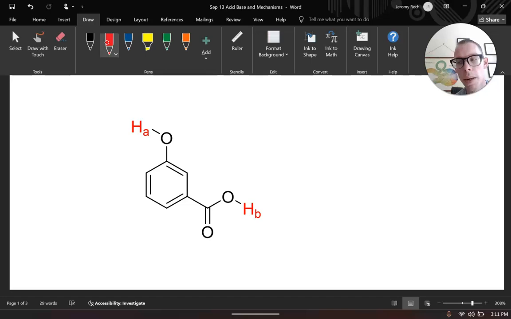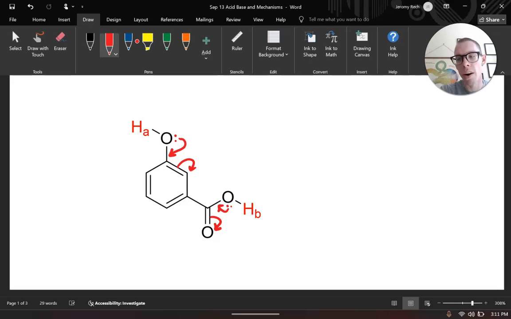Now this one's a little bit trickier because both of them are going to be on an oxygen, which will tie, and both of them now have resonance. So if I put a negative charge here, I can get resonance in the ring, and this can actually go all the way around, or here I can get resonance on my carboxylic acid. So both of these have some resonance stabilization.